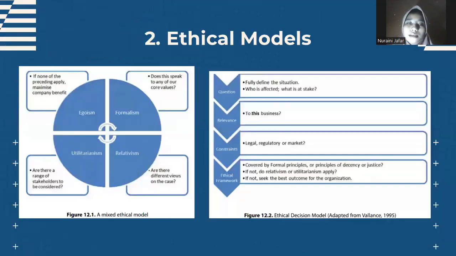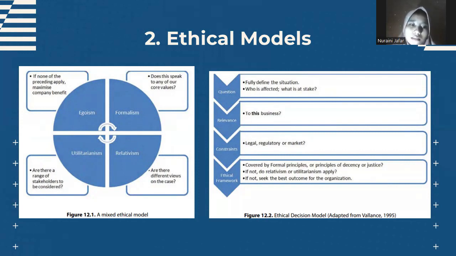The second point is ethical models. When we assess or measure ethics, there are four variables. First, egoism, which is where you prioritize yourself over others. It could be a good point, and somehow it could lead to something bad. And the second is formalism, which is the idea that something is the right one and there is no room to disturb that.